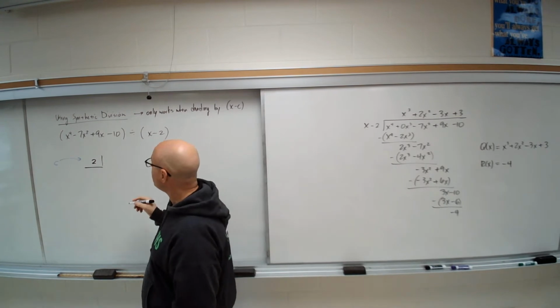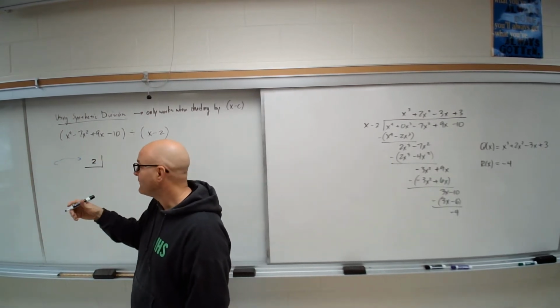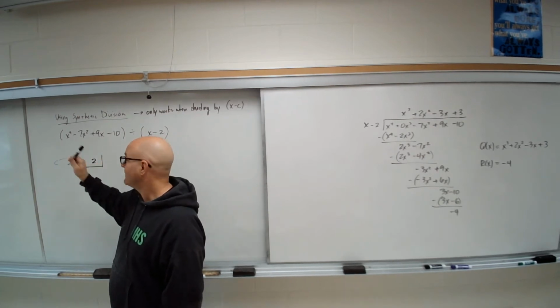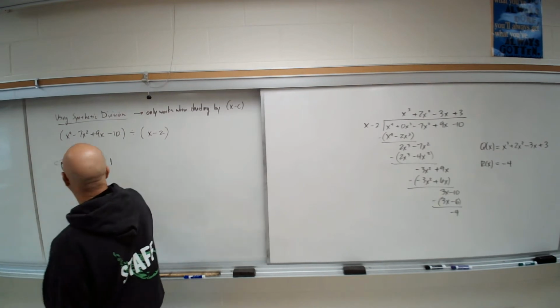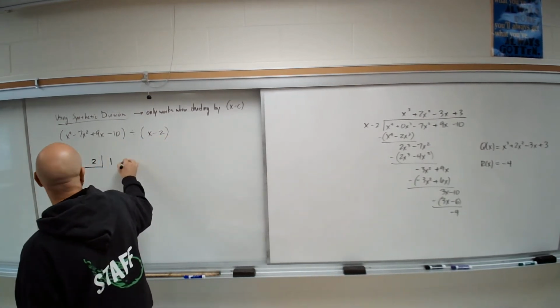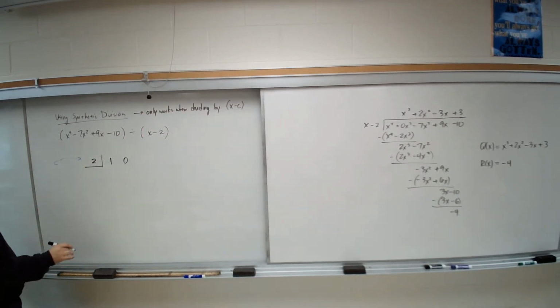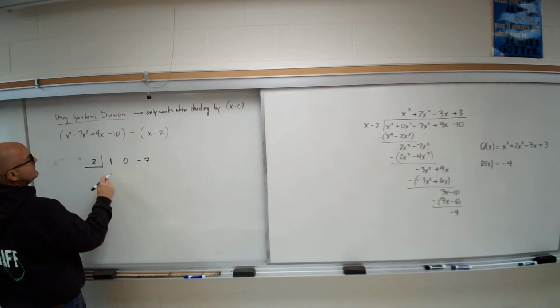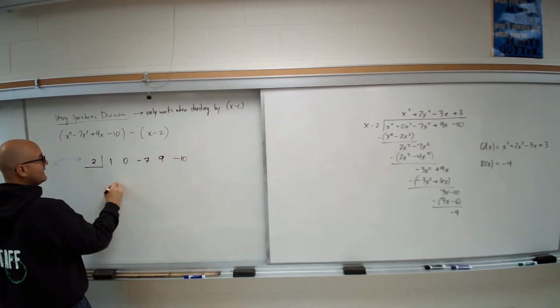So what we're going to do is look at our dividend. It's in standard form, and we're just looking at the coefficients. The coefficient on x to the fourth is 1. The coefficient on x cubed, there's not one, so that's going to be 0. The coefficient on x squared is negative 7. And then 9. And then negative 10.